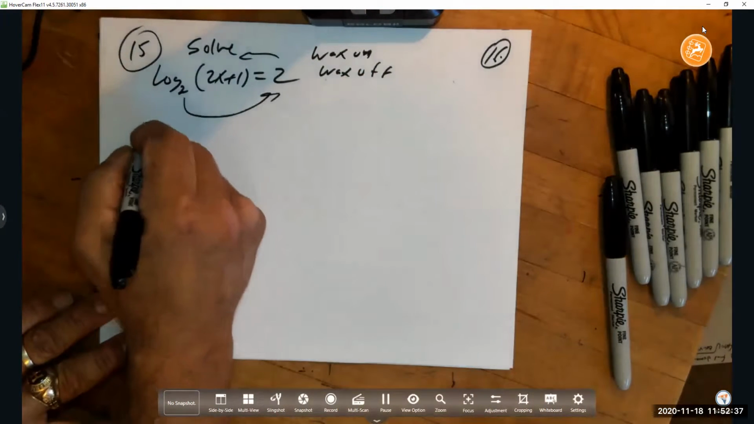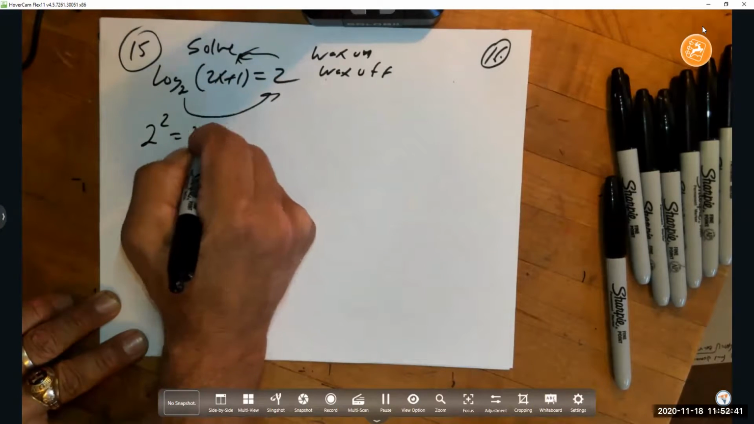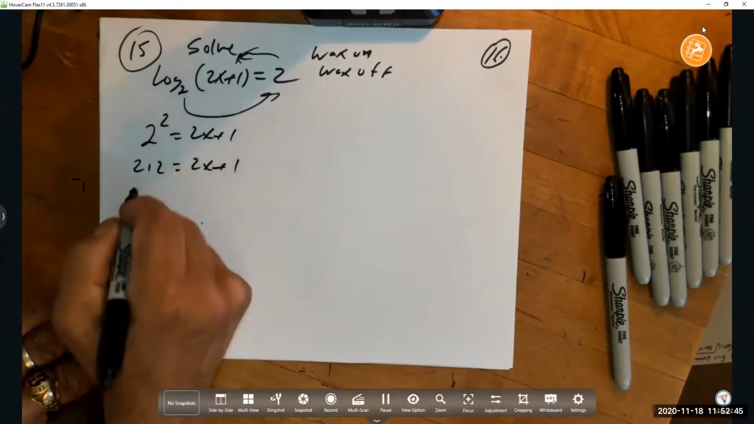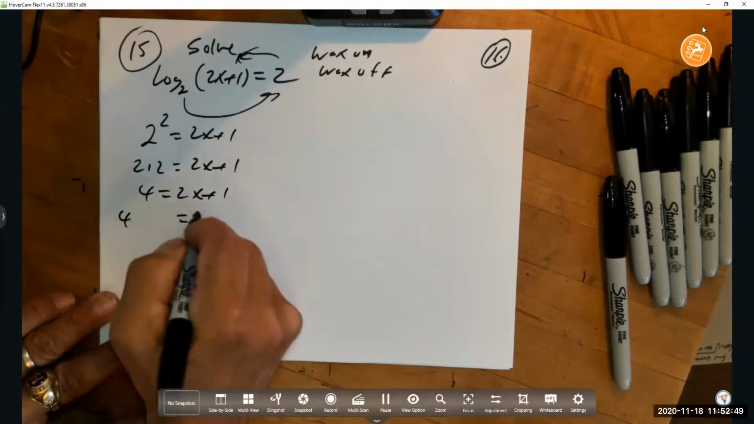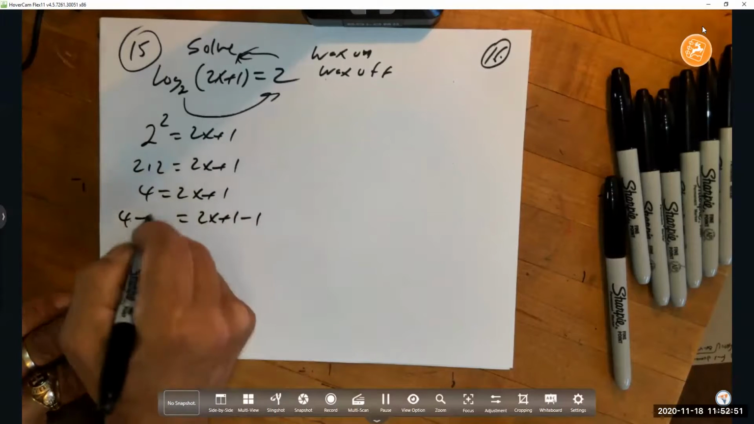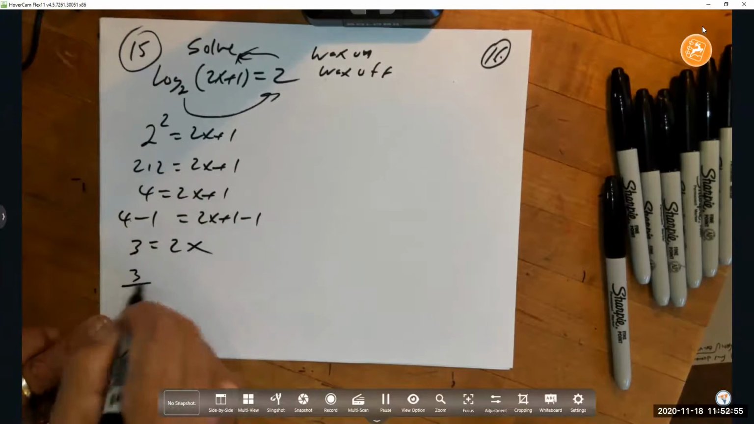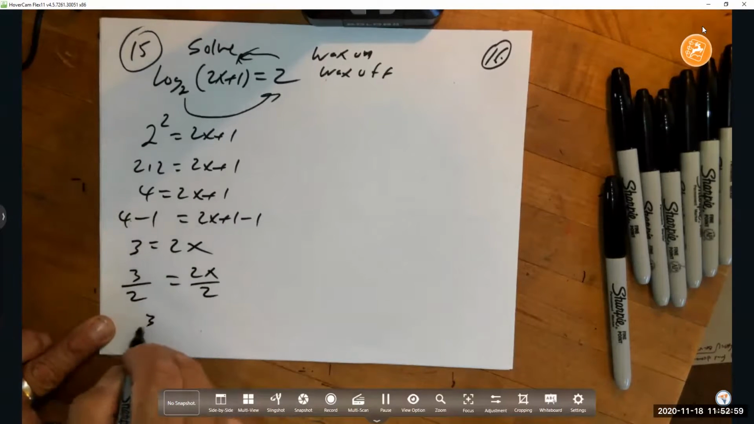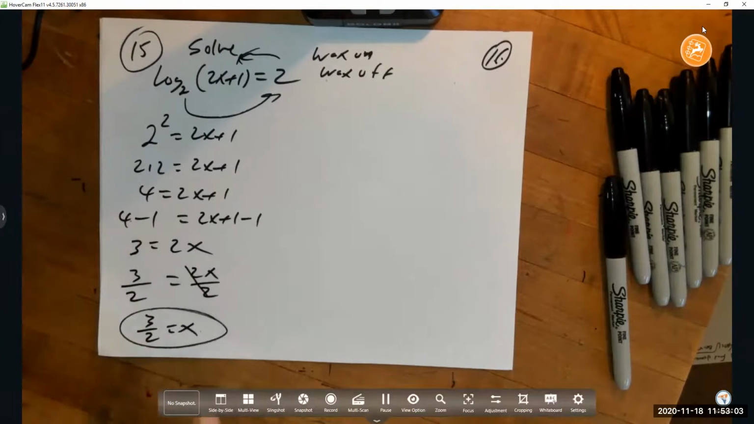So now 2 to the 2 is 2x plus 1. So 2 times 2 is 2x plus 1. So 4 is 2x plus 1. So 4 minus 1 is 2x plus 1 minus 1. That equals 2x. Divide by 2, 2. So 3 over 2 equals x. That's the answer right there.